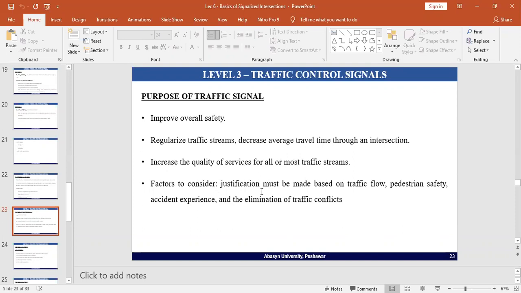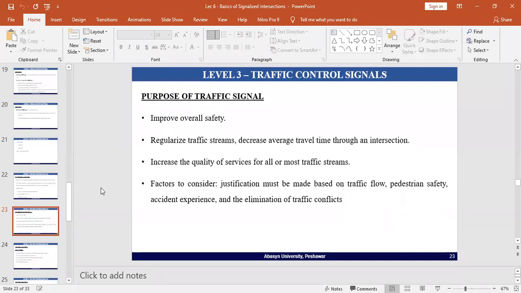Factors to consider are: justification must be made based on traffic flow, pedestrian safety, accident experience, and the elimination of traffic conflicts. Okay, so if you are providing a traffic signal, if you are making an intersection signal controlled, you must have some justifications.